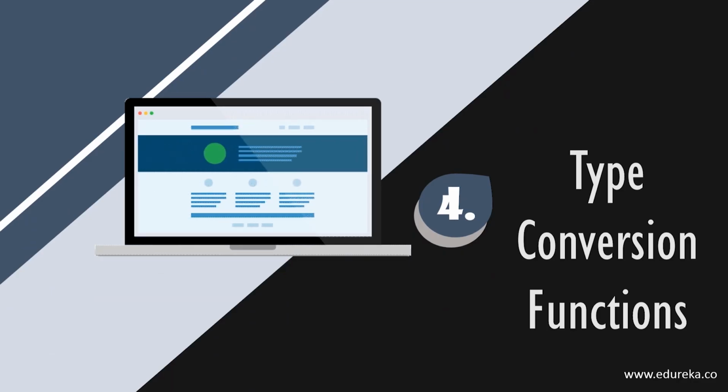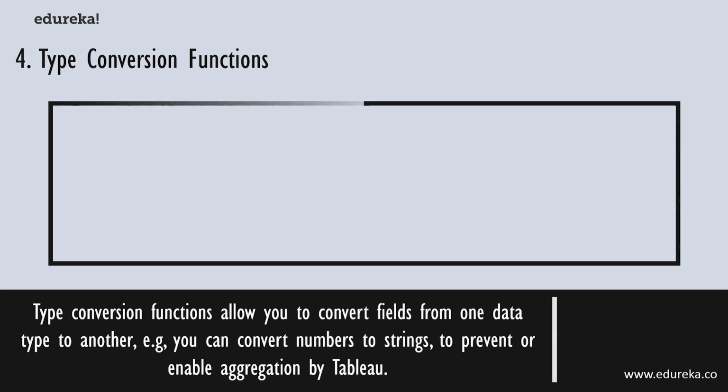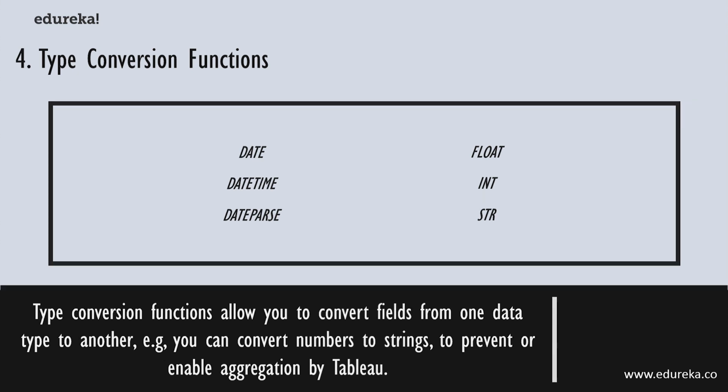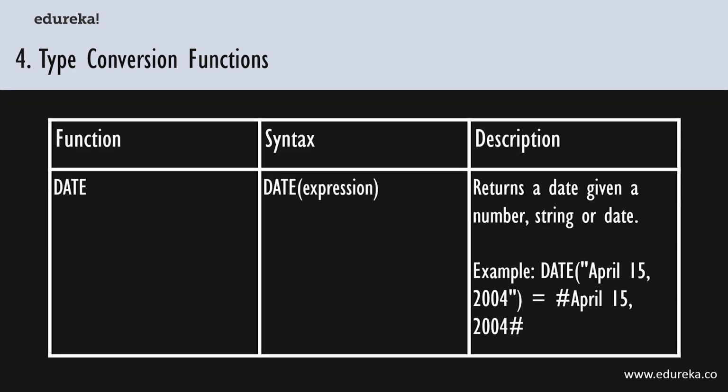Next, we have type conversion functions. Now, why do you use these functions? Type conversion functions allow you to convert fields from one data type to another. So basically, you can convert numbers to strings, such as age values, so that Tableau will not try to aggregate them. So let's move on to our first type conversion function. The first one is date.